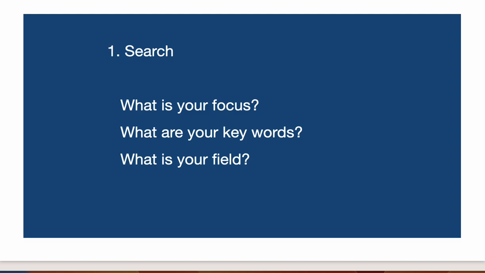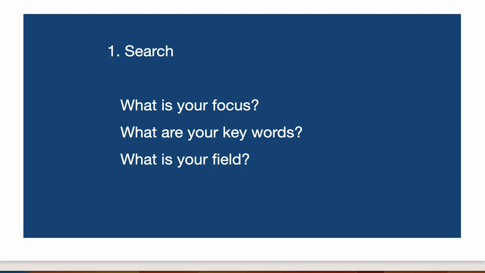So when you're constructing your search, you've got to ask yourself these 3 questions. What is your focus? So what's the focus of your paper? What's the main story? What's the main theme? What's the core of your story that you're talking about? What are your key words, your key phrases, some of your key terms that keep coming up again and again, or that are central to the field that you're writing within? And what is your field?